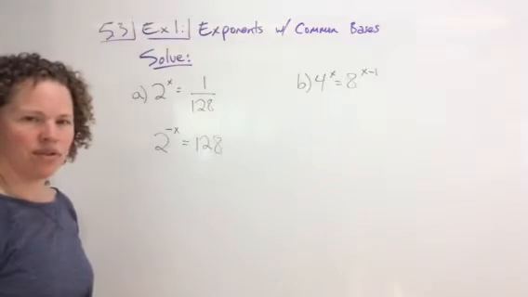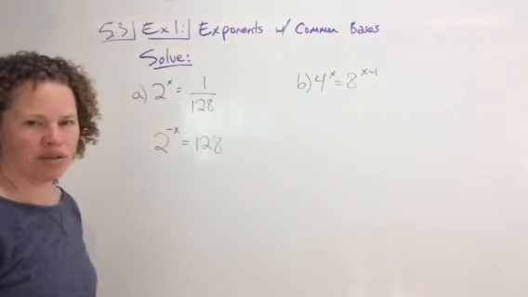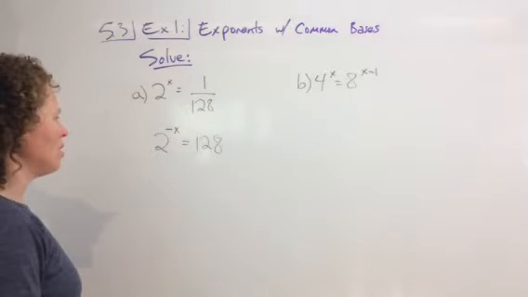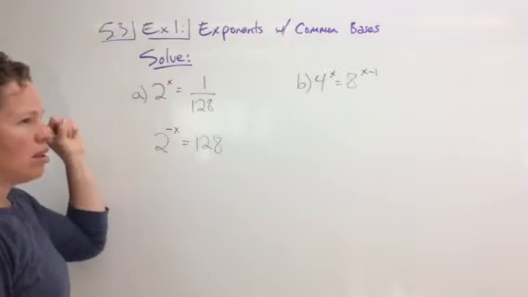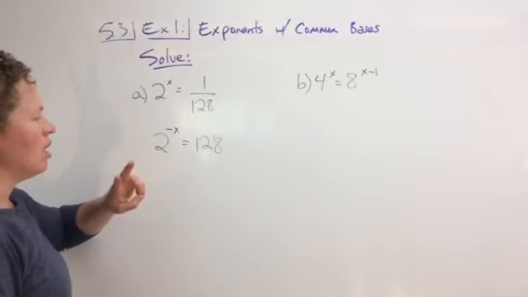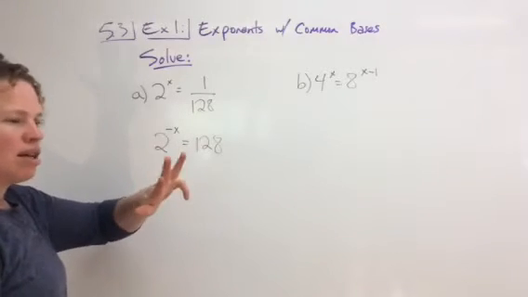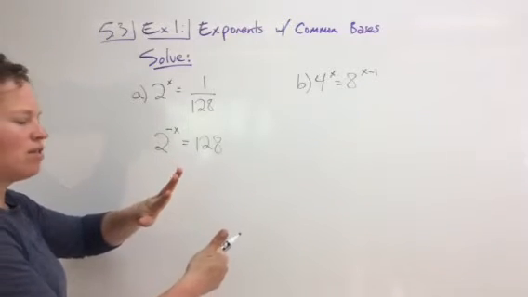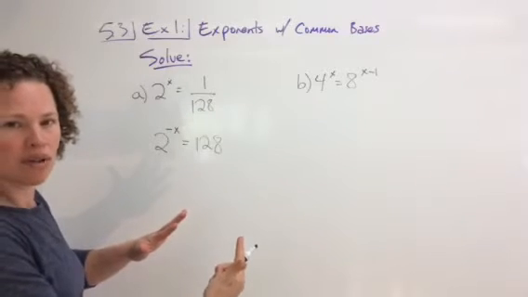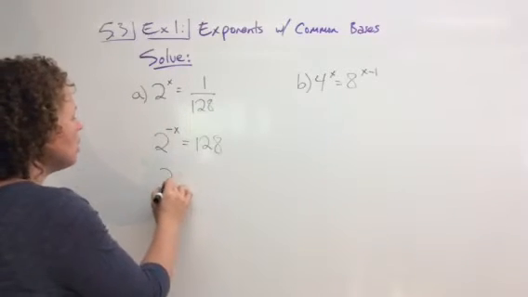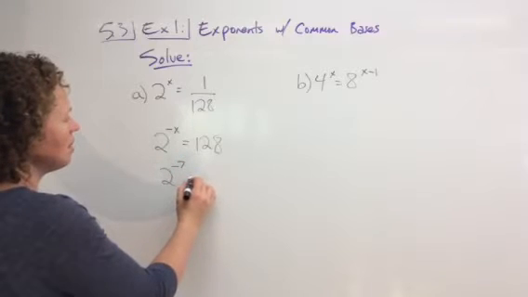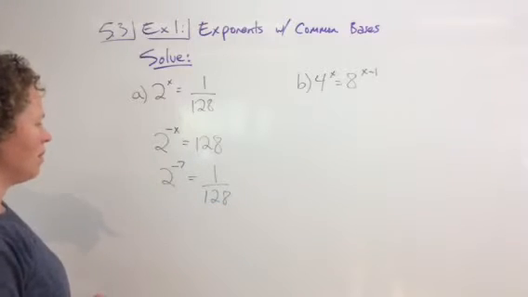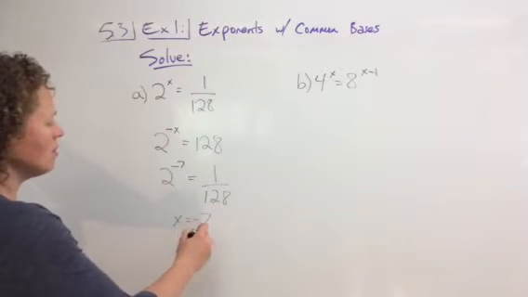You could go through this a few different ways. You could just multiply by 2 until you get to 128, or you could guess and check. But you'll find that you get 2 times 2 is 4. That's squared. Times 2 is 8. Times 2 is 16. Times 2 is 32. Times 2 is 64. Times 2 is 128. So it's 7. So 2 to the power of negative 7 is going to equal 1 over 128. So we have x equals negative 7.